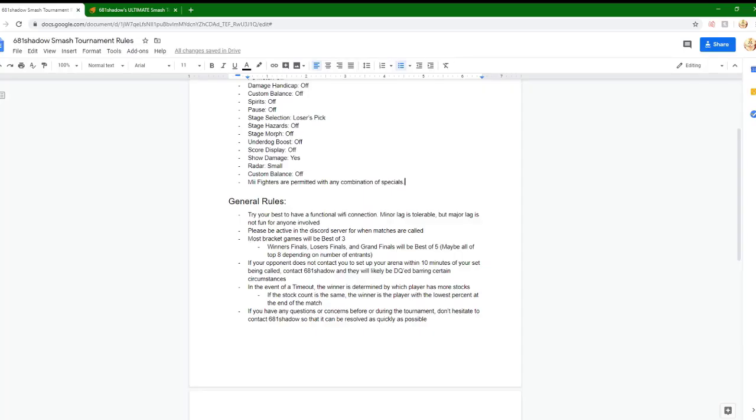So, in terms of all the rules here. If your opponent doesn't contact you to set up your arena within 10 minutes of your set being called, then they'll most likely be DQ'd, unless they have a very extreme circumstance for the reason that they weren't there. If something crazy happens or it's a really legitimate reason and they come right after, then they won't get DQ'd for that round.